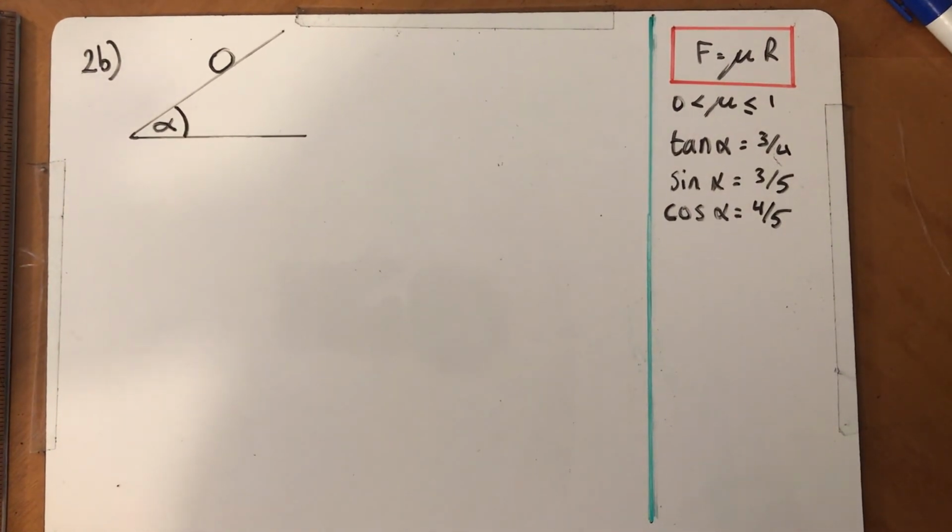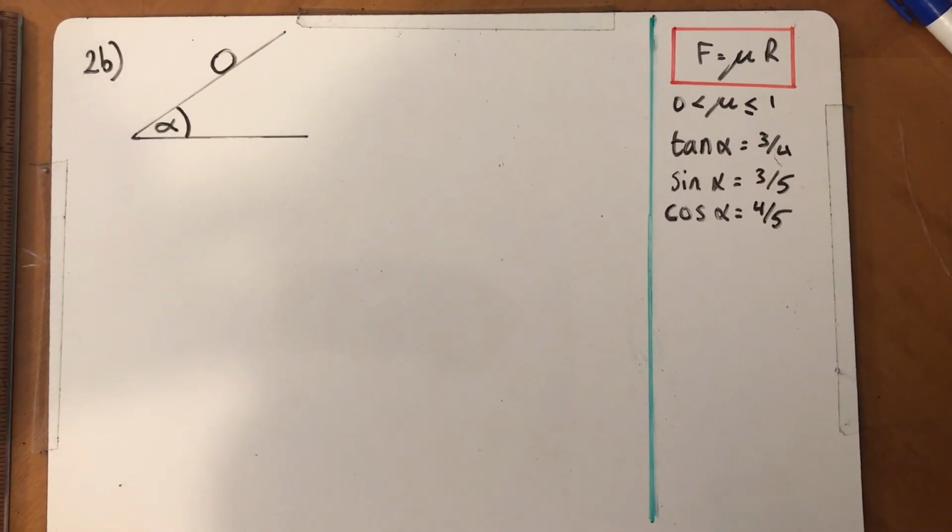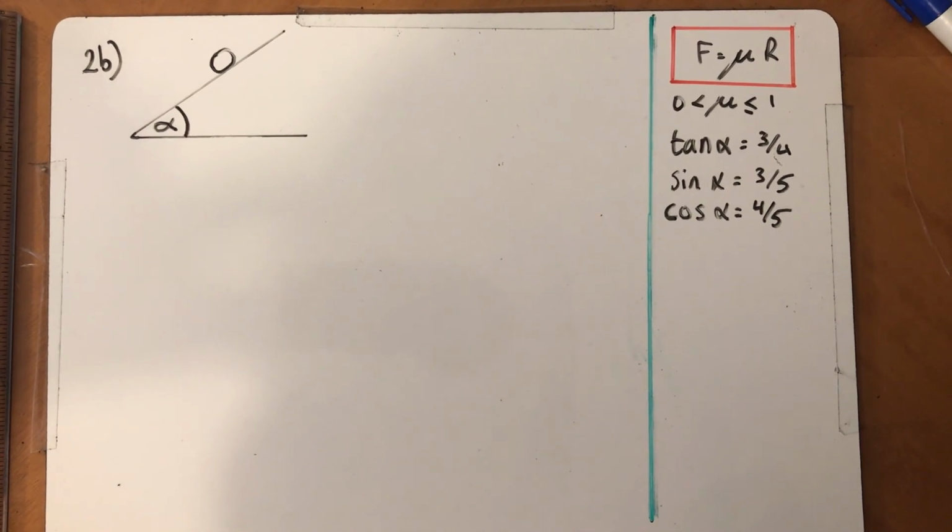Hi. So for part B of this question, we're told the force of magnitude 4 newtons is removed. Find the acceleration of P down the plane.